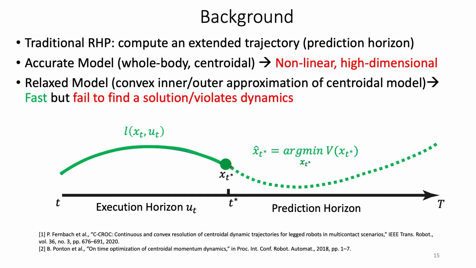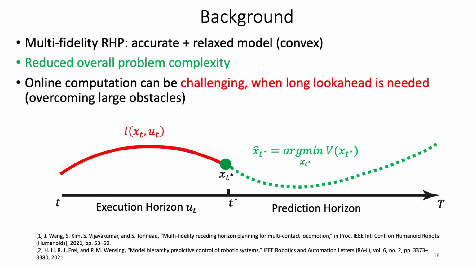However, the inner approximation can fail to find a solution due to the reduced search space, while the outer approximation can violate system dynamics. Previously, we proposed multi-fidelity RHP, which employs an accurate model in the execution horizon, and a relaxed model in the prediction horizon. This ensures the execution horizon is dynamically consistent, while reducing overall problem complexity. However, this approach can struggle to compute online when a long look ahead is needed.